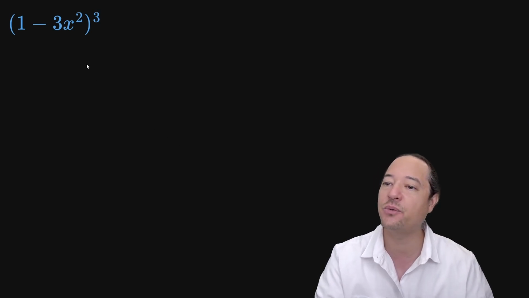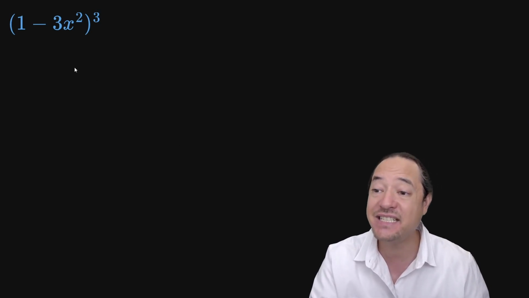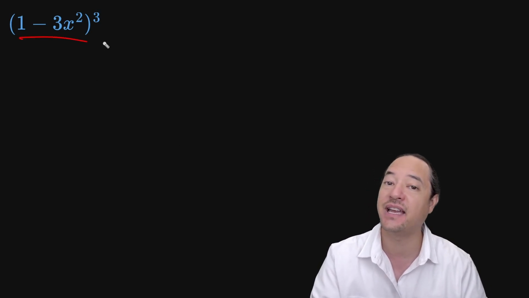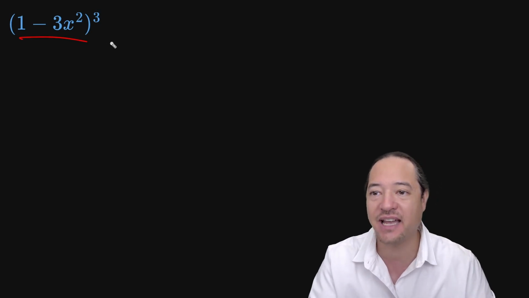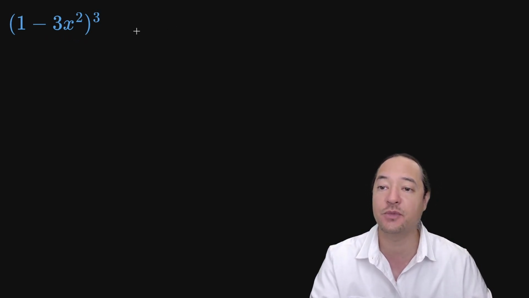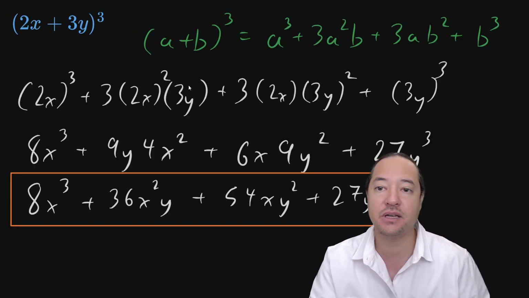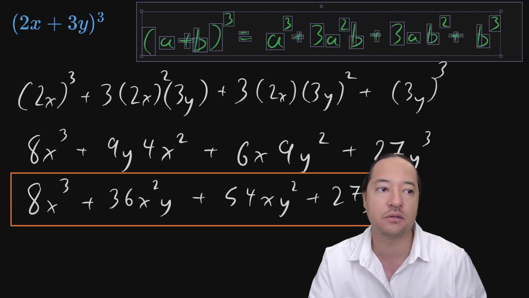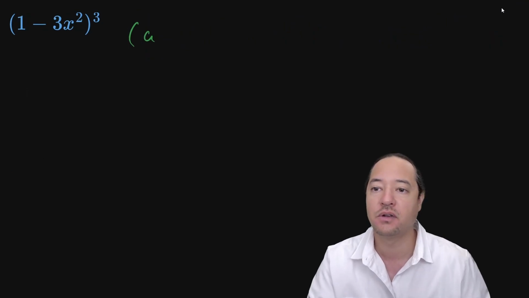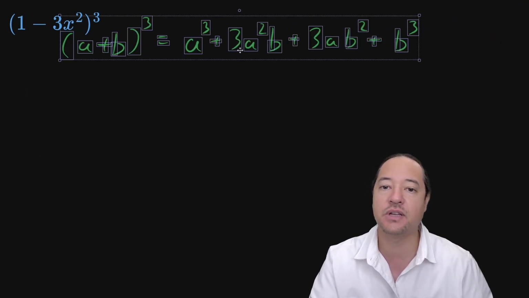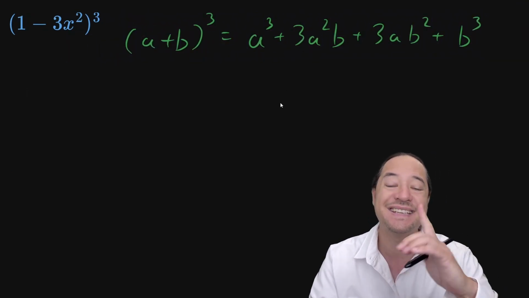Okay, so here now we have a difference. Okay, a cube of a difference is what we have here. So this is going to be a very similar rule to what we just had. In fact, let me copy the rule we just had. So this is the rule here. And let's erase that. Okay, so this is the rule for the sum.